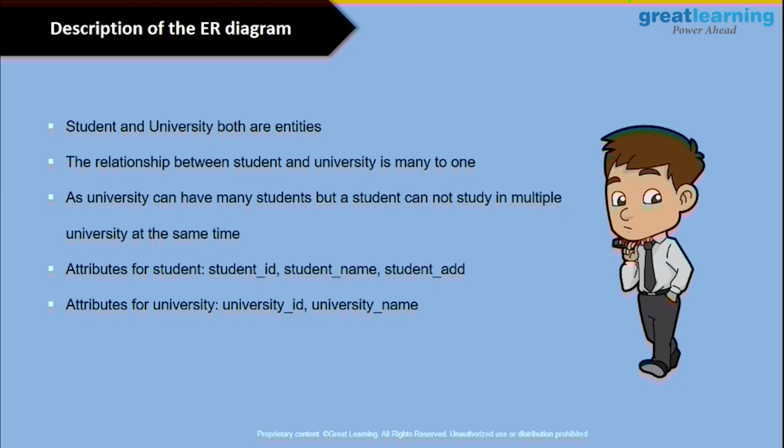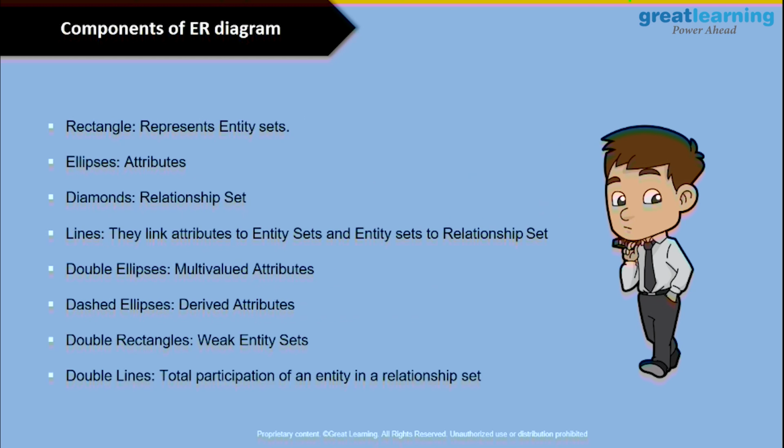Attributes for student: student ID, student name, student address. So you got your entity, you got the relationship, and you have the attributes for the student entity. For the university entity, you have university ID and university name. It's a very simple example of an ER diagram, I understand. But yes, this is how you need to start with an ER diagram.